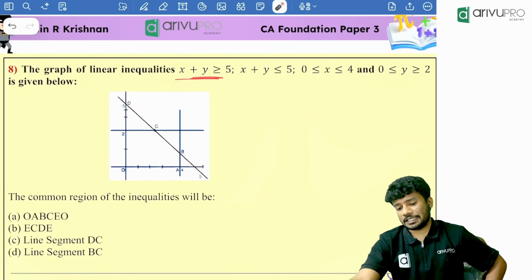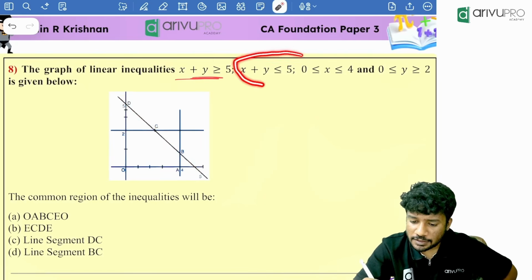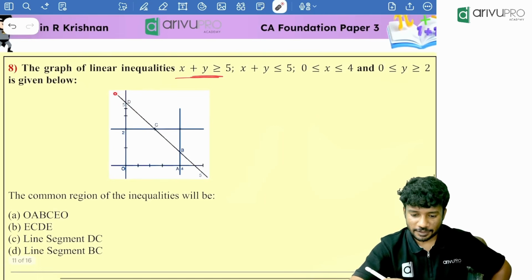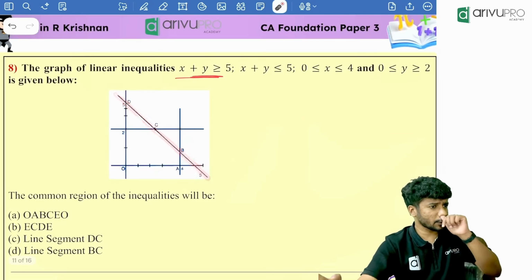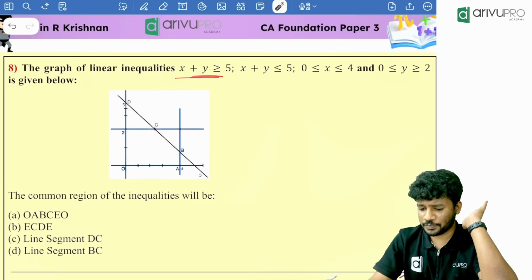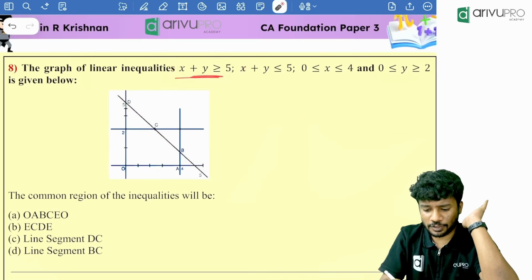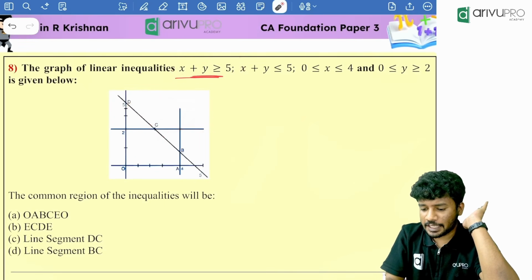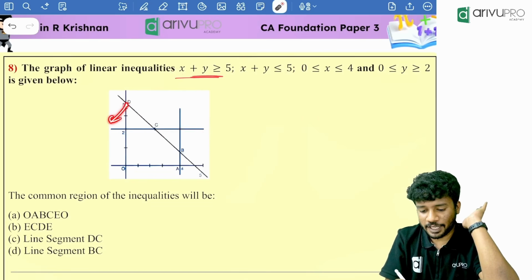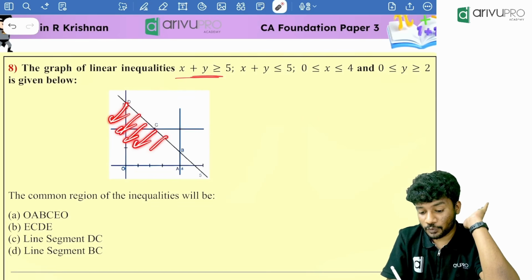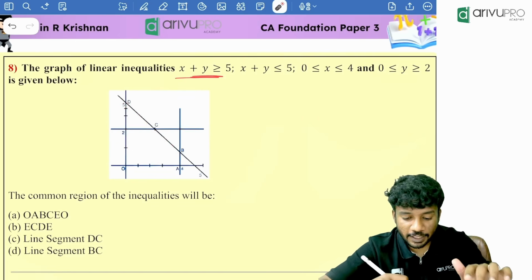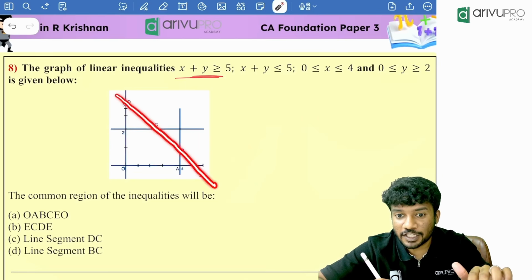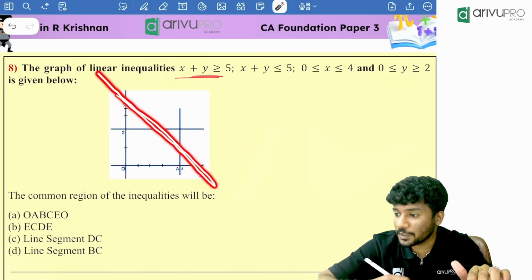Correct? Yes. Then x plus y is less than or equal to 5. That means this graph is that one. Now, can I ask you a simple question? They are saying x plus y is greater than or equal to 5. That means the graph is going away from the origin. They are saying x plus y is less than or equal to 5. That means the graph is going towards the origin. So what is the common area between both the graphs? That line segment will be the common area, right?